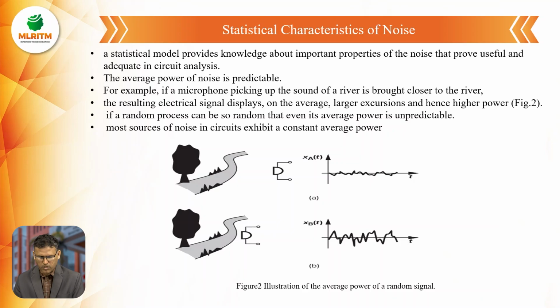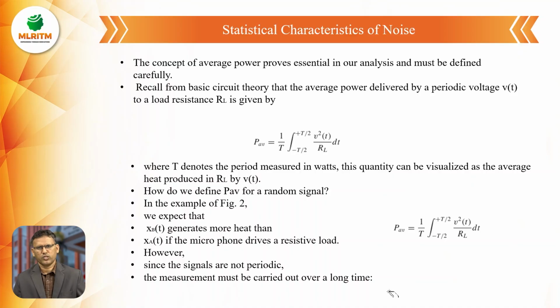Next, it can be represented in terms of average powers. For a long random signal, a long noise signal can be detected with respect to the average power of the random signal. We can represent it as xa of t and xb of t. We can predict and detect the noise signals clearly. So the average noise power can be represented as 1 by T integration from minus T by 2 to plus T by 2 of v square of t by RL dt.